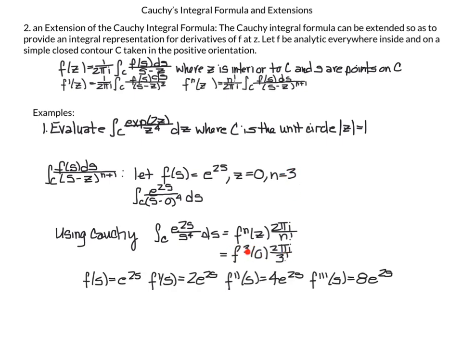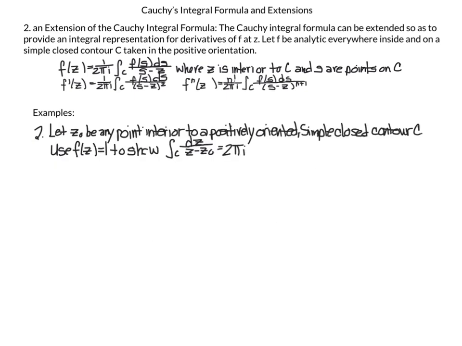Now getting the third derivative of f, so f of s is equal to e to the 2s, f prime of s is equal to 2 e to the 2s, f double prime is 4 e to the 2s, and triple prime is 8 e to the 2s. Evaluated at 0 and then multiplied by 2 pi i over 3 factorial will give me my final result that my closed curve integral is equal to 8 pi i over 3.